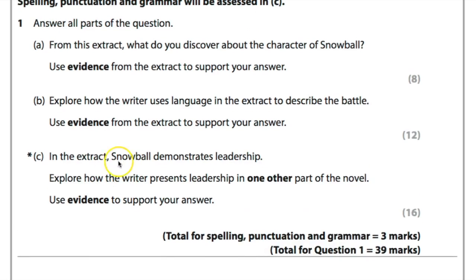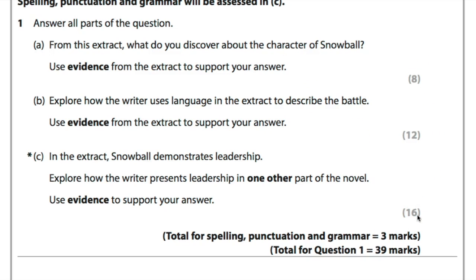So finally, let's have a look at question 1c here. In the extract, Snowball demonstrates leadership. Explore how the writer presents leadership in one other part of the novel. Use evidence to support your answer. Now you'll see that this has the most marks available, as opposed to the 12 and the 8 for the previous questions.